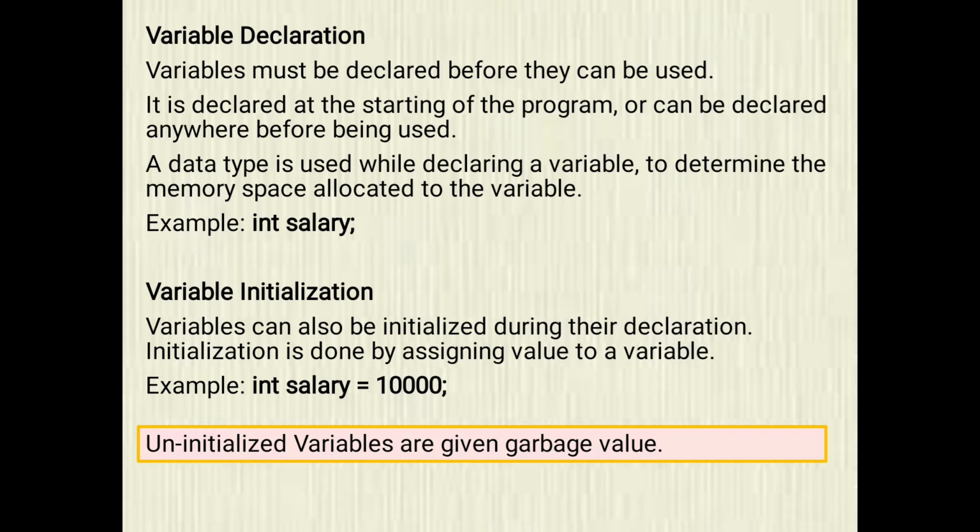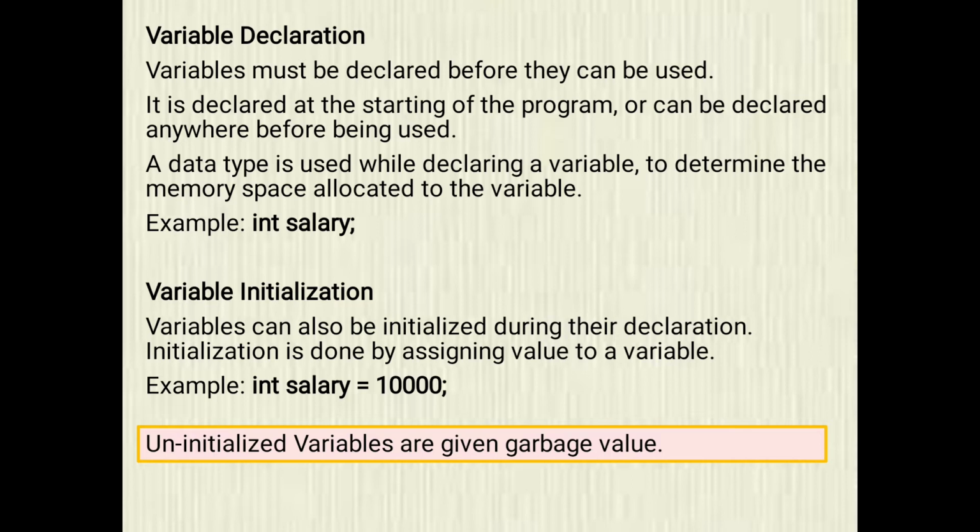Declaration means telling the compiler that a particular variable is going to be used in the program, so the compiler should allocate memory space for that variable. Keep in mind that the variable name is user defined. It is declared at the start of the program or can be declared anywhere before being used.